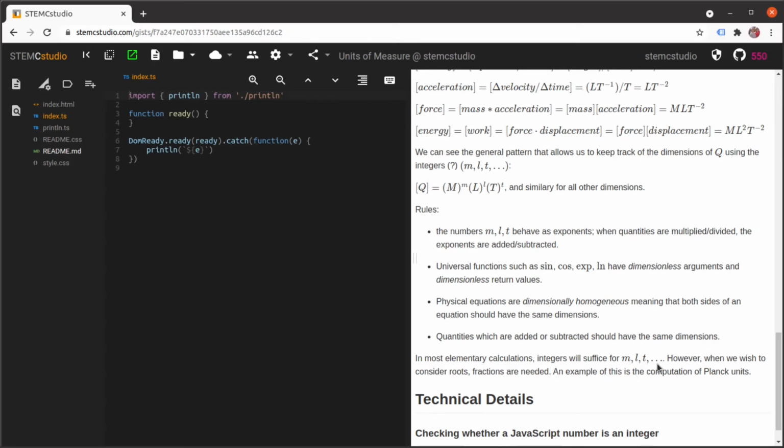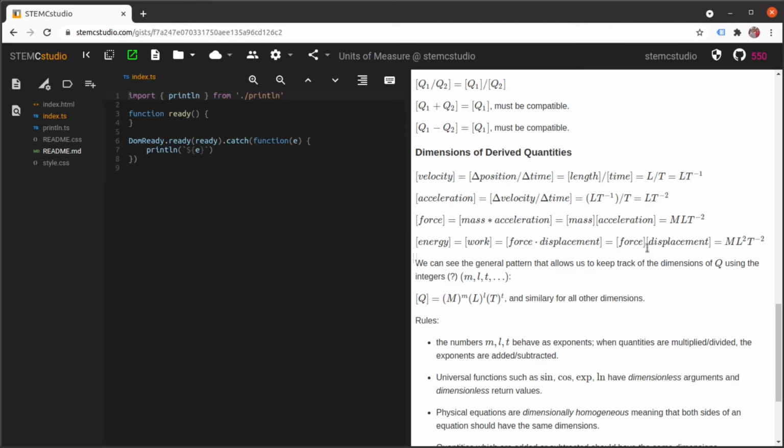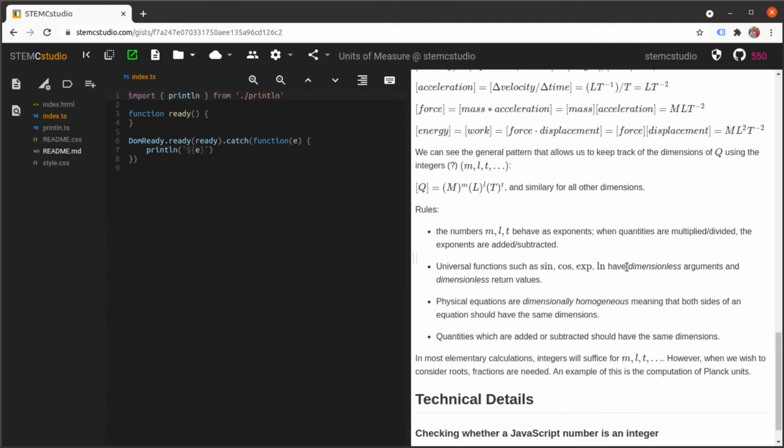Now, here's one final note about how we're going to model these units. It appears from what I've done here that these numbers m, l, t only have to be integers, and that's why I have a little question mark here. For most usages, that's true. The exception would be if you want to take a root, like a square root or a cube root, of a physical quantity.